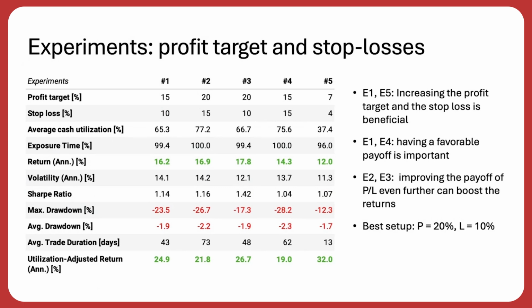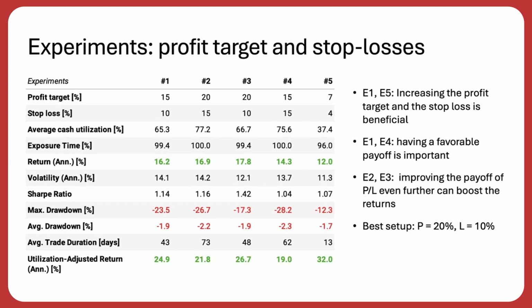Look now at experiment number 1. Profit target 15%, stop loss 10%. So it's 1.5-to-1. So experiment number 1 has a favorable payoff. And we can see that by having a favorable payoff, we move from 14% annual return, which is experiment number 4, to 16%, which is experiment number 1. This is the second conclusion that we can draw from this table.